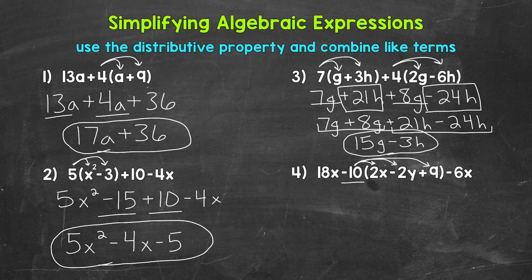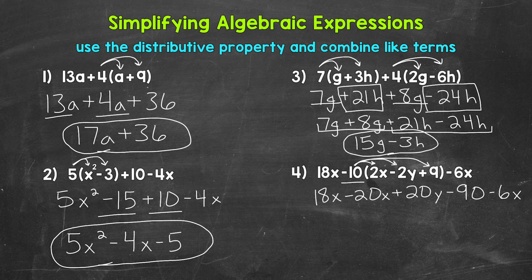We need to distribute to the 2x, to the negative 2y, and to the 9. Negative 10 times 2x gives us negative 20x. Negative 10 times negative 2y gives us positive 20y. Remember, a negative times a negative equals a positive, and then we have negative 10 times a positive 9. That gives us negative 90. We then have the negative 6x and the positive 18x that we need to bring down.